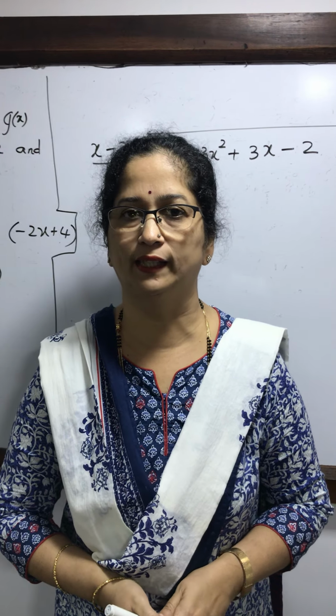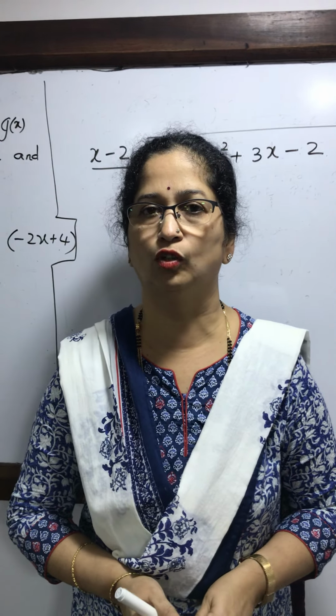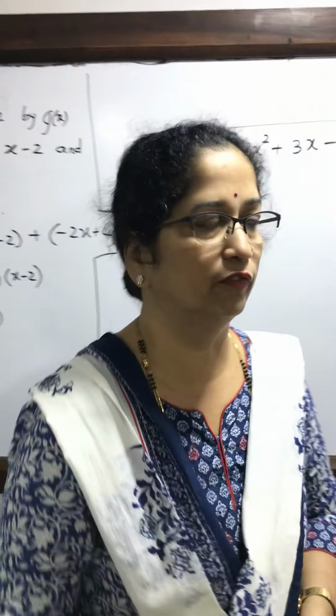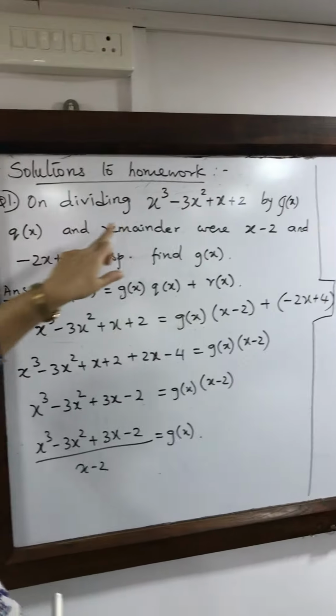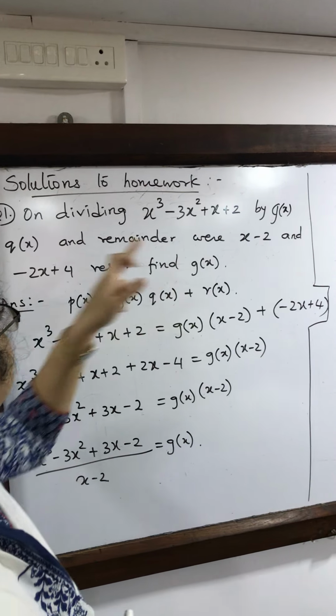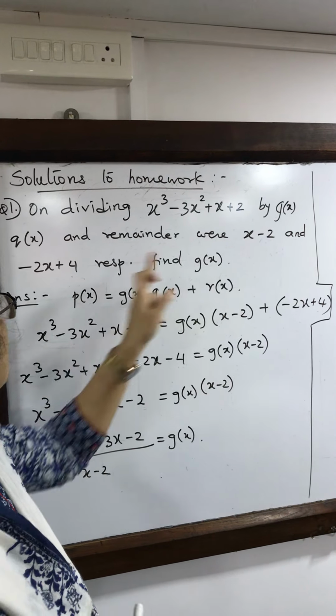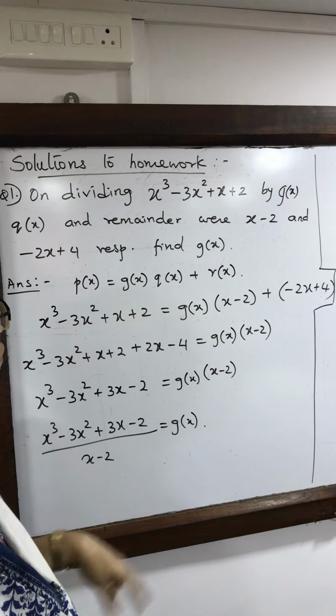Solution to yesterday's homework question based on the division algorithm. The first homework question was on dividing this polynomial by g(x); the quotient and the remainder are given and we had to find the value of g(x).